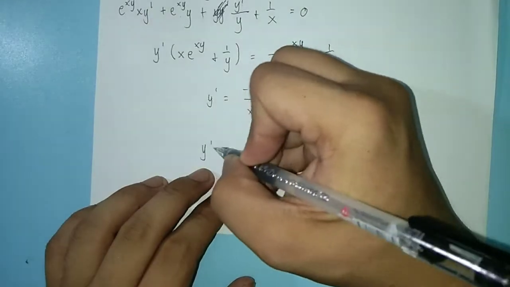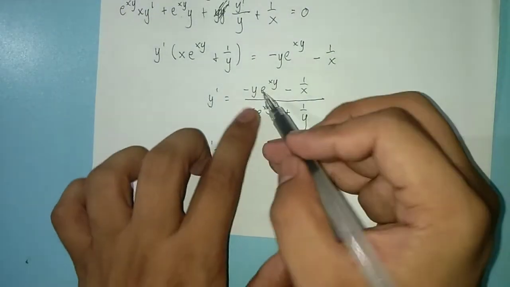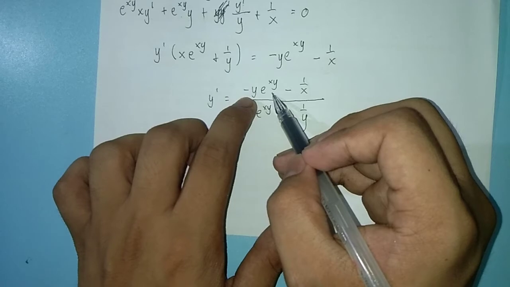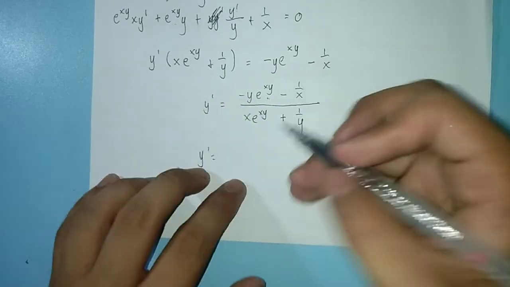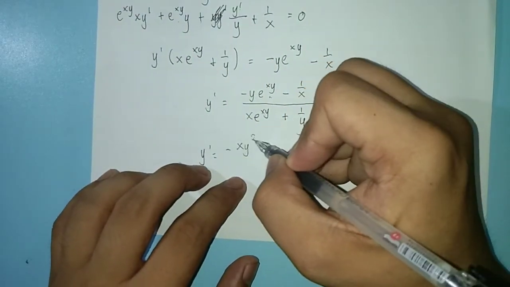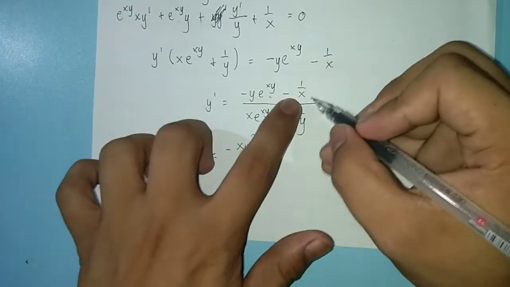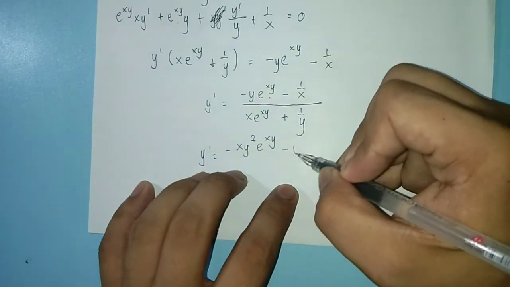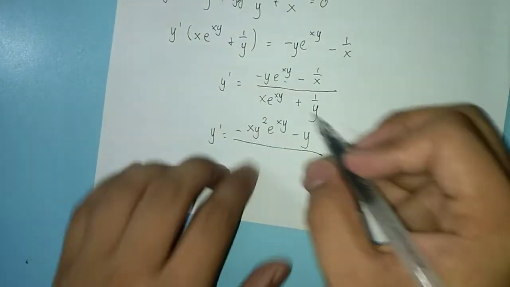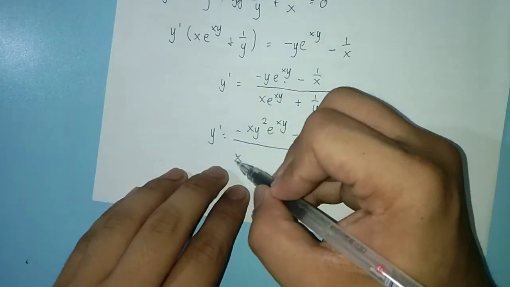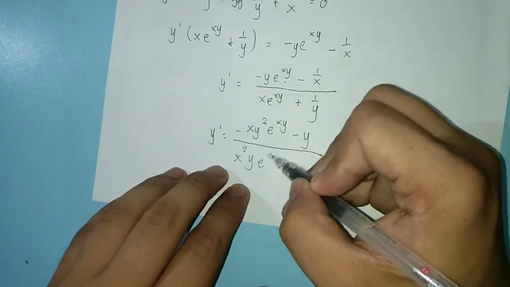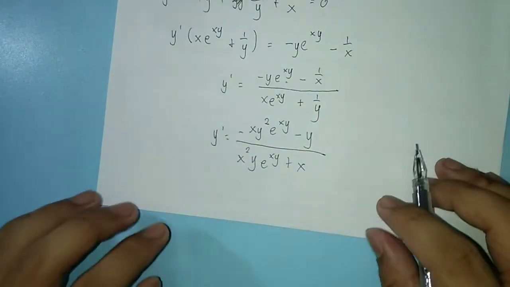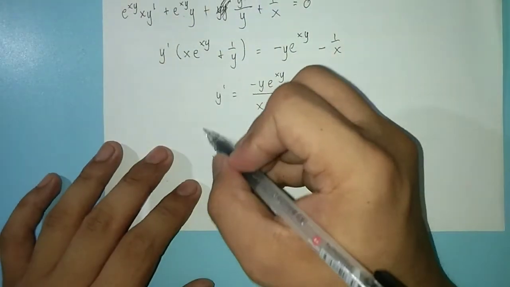So, y prime will be equal to, so multiply natin to sa xy, ang matitira ay xy squared. So, negative xy squared e raised to xy. Tapos dito, multiply natin sa xy. Makakancel yung x, matitira y. Over, dito naman, magiging x squared y e raised to xy. Tapos ito, magiging plus x. Makakancel yung y. So, ito na yung final answer natin.